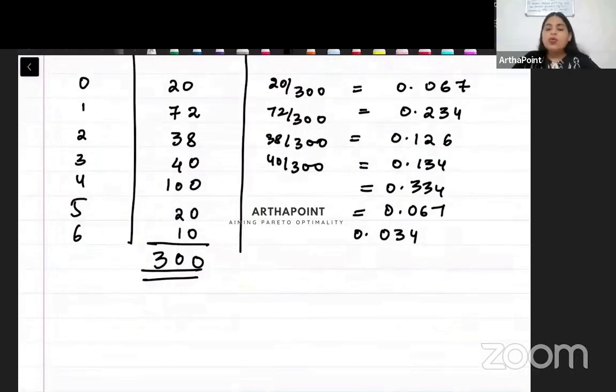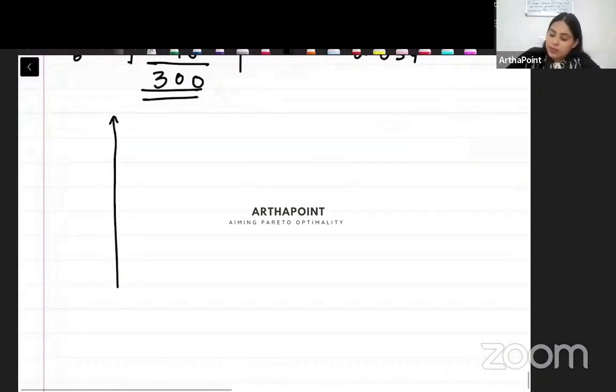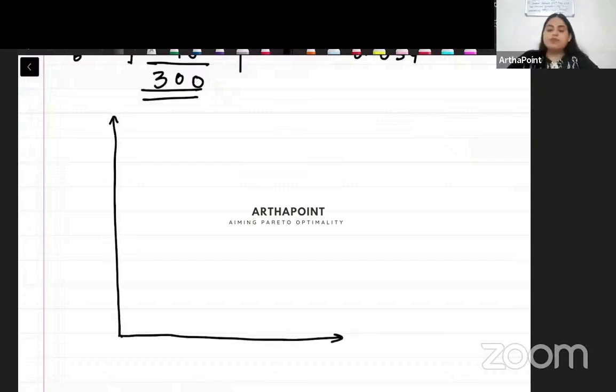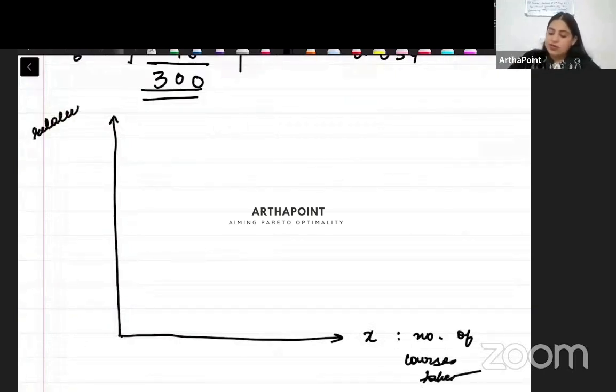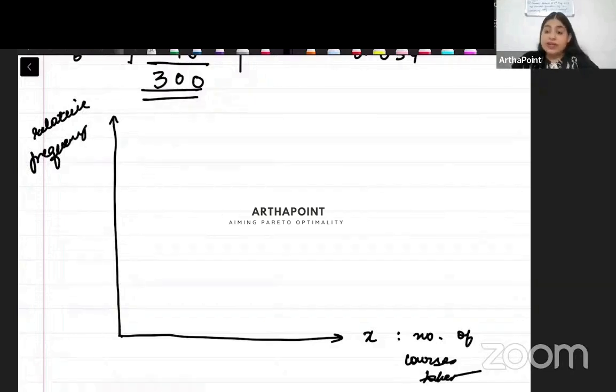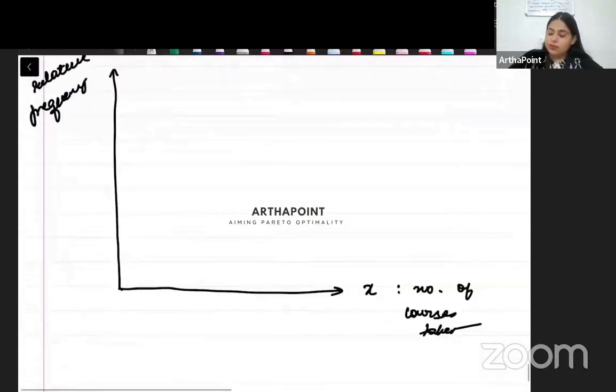Now, I want to go ahead and show them in a diagrammatic way, in a histogram manner. So what can I do? I will make a diagram like this. So I will take X here. X represents the number of courses taken. And I will take relative frequency here. Okay. And now relative frequency, remember, is between 0 to 1. 1 se upar nahi ho sakti, because you are dividing a small digit by a bigger one. Hai na? So it has to be between 0 and 1.